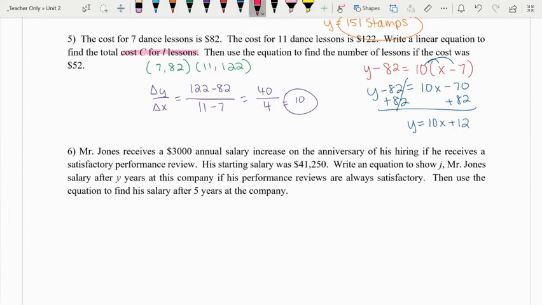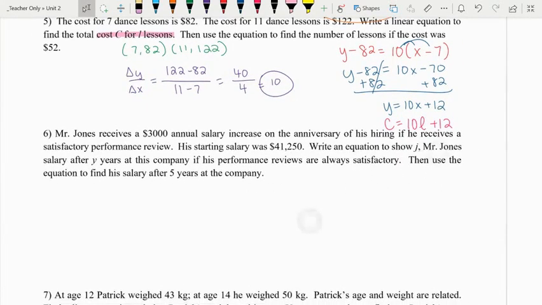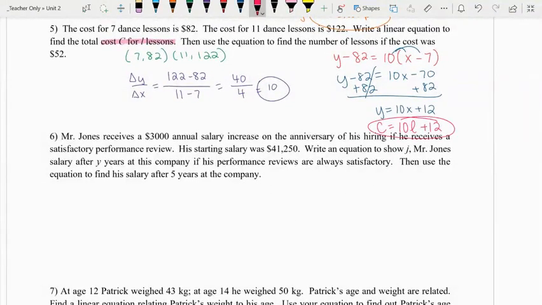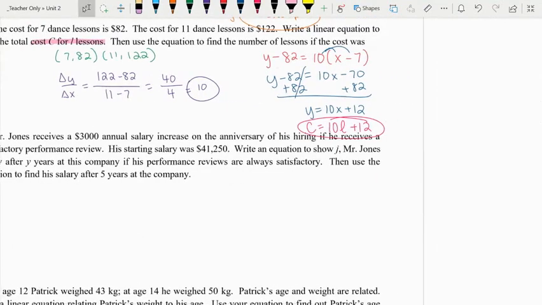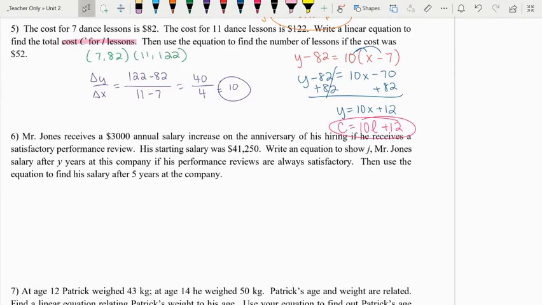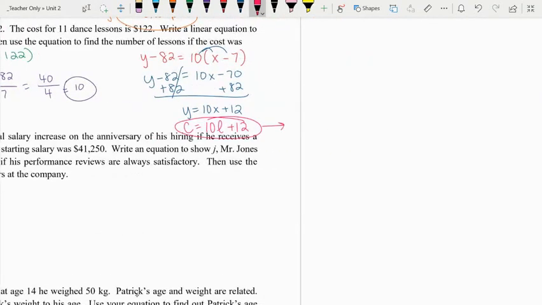Because they want C for total cost and L for lessons, we just replace it here. Now I wrote L a little different so that I don't get confused that it's just 1 or 0. Now it asks to use the equation to find the number of lessons if the cost was $52. So that means we would say 52 equals 10L plus 12, and we would solve for L. Subtract 12, and we get 40 equals 10L, which would obviously make L 4 if we divide by 10.